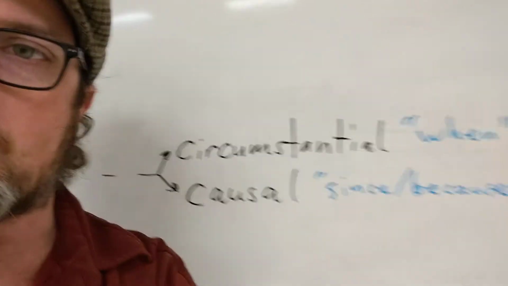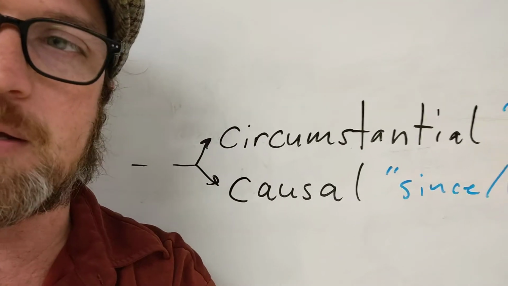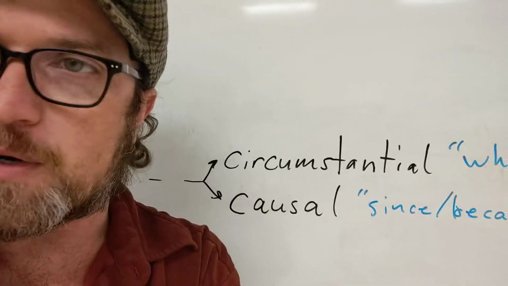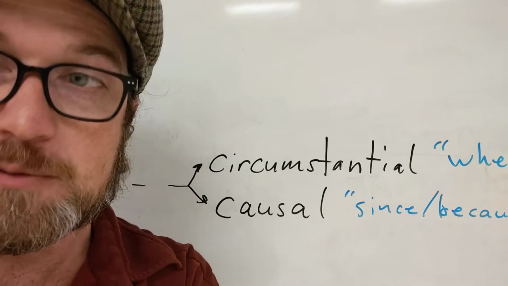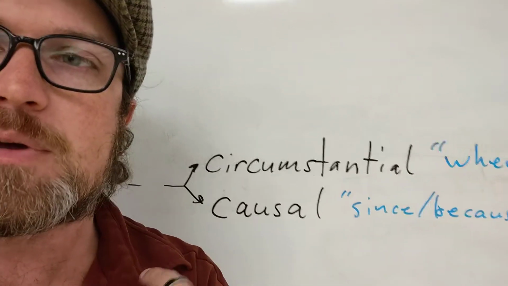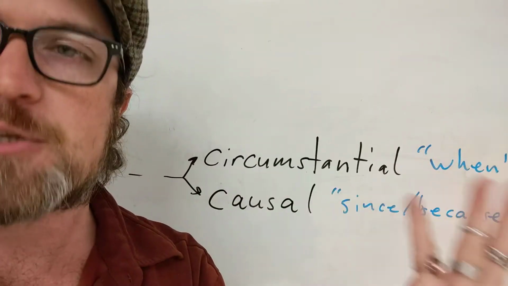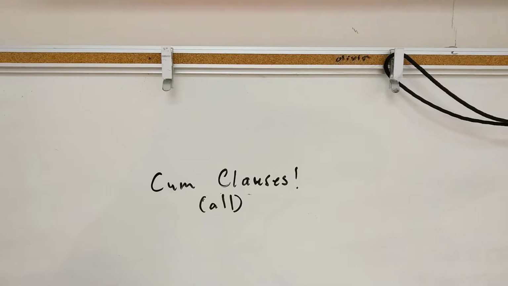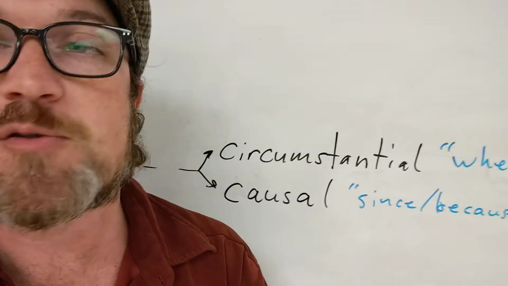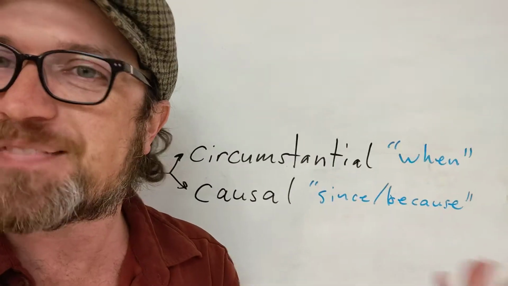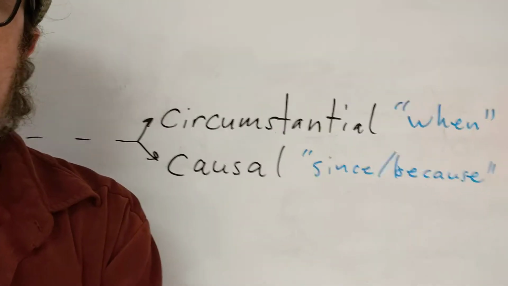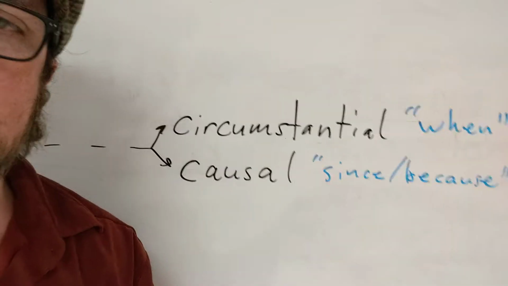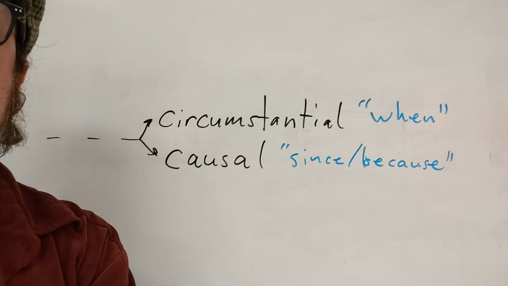Actually, there are more than two kinds of cum clauses, but in Latin 2, there's only two you need to worry about. So if you want to learn the rest of them anyway, or if you're not in Latin 2 and you actually need to know them all, then you can go back to a video that I uploaded several months before this one that is titled Cum Clauses, parentheses all, as opposed to this one, which is Cum Clauses, parentheses some. Because this is only dealing with some of them, specifically the cum circumstantial clause and the cum causal clause. Those are the two that we're going to deal with here.